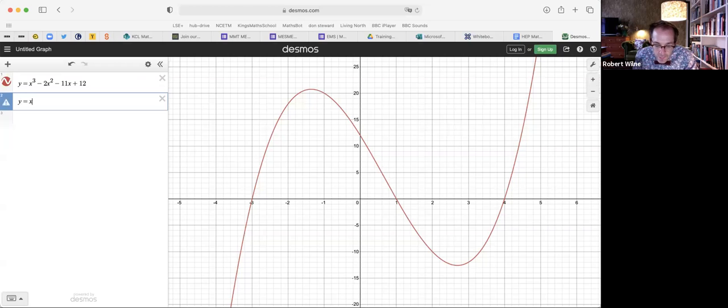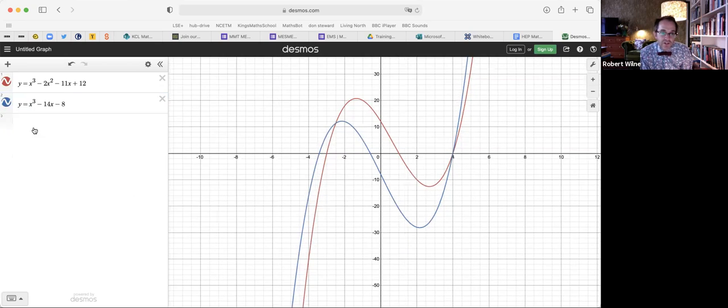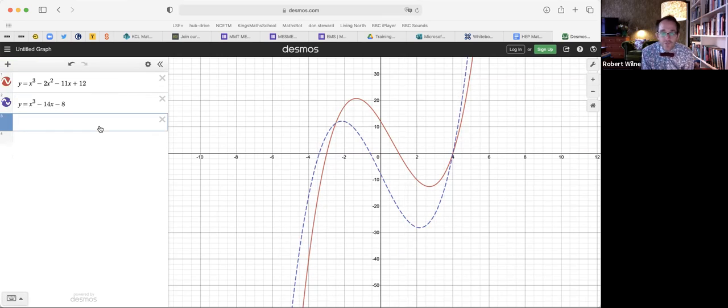My next one was y equals x cubed, subtract 14x, subtract 8. And then I've got that one, and we can see something else. I might want to zoom out slightly so I can see a bit more of the features. You just type it, and it changes. You can change the colors if you want. You click on the wheel, and make it purple if I feel like it. I can make it dashed if I feel like it. It's very, very straightforward, it's free, and it's really easy to use.